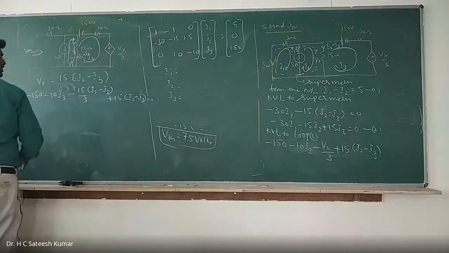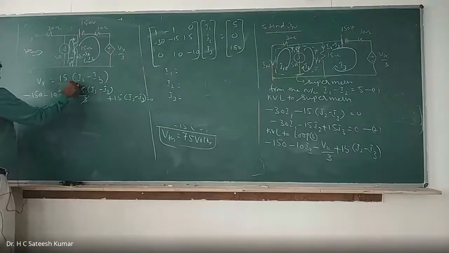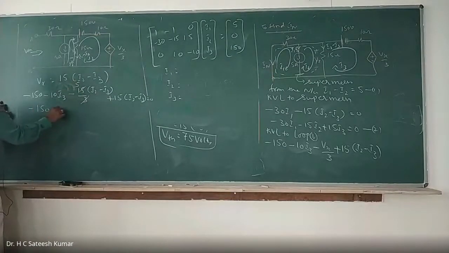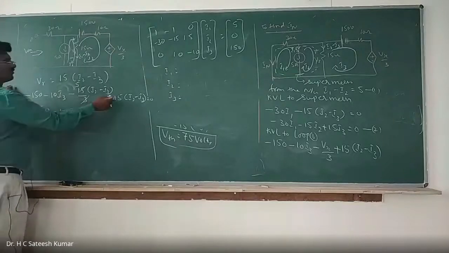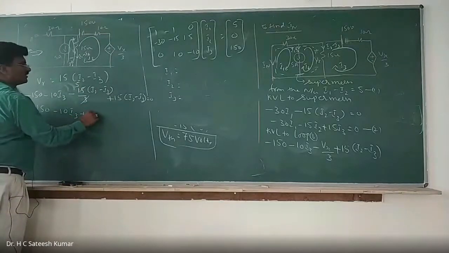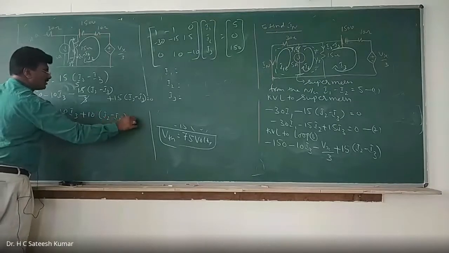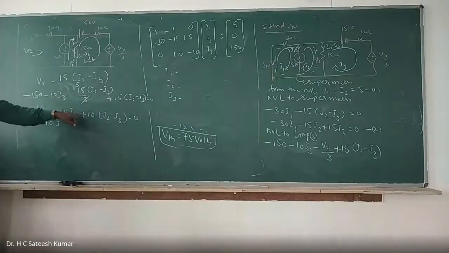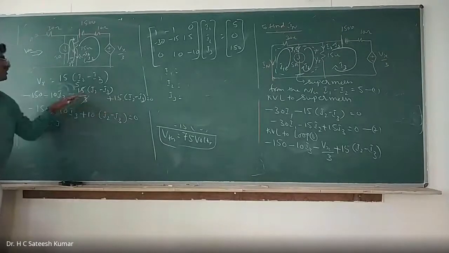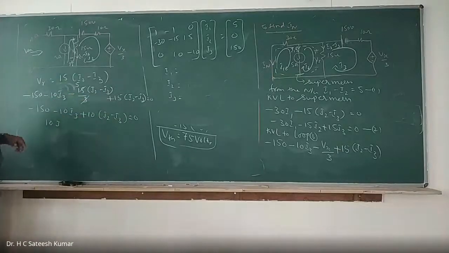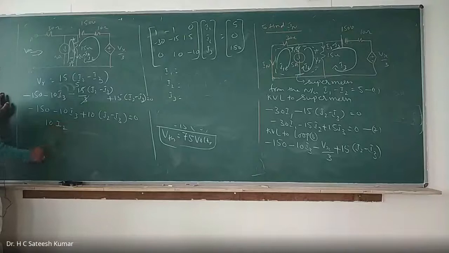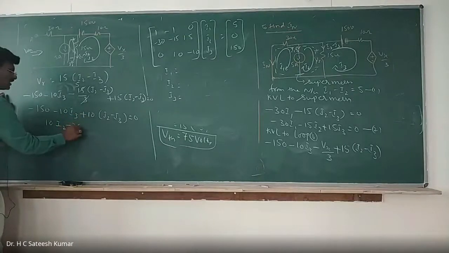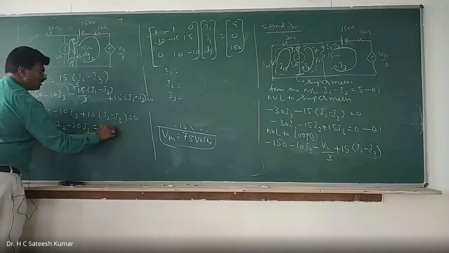Now what is that we can write? This is nothing but what? Minus 5. So minus 150 minus 10 I3. 15 minus 5, that is plus 10 into I2 minus I3 is equal to 0. So 15 I2 minus I3 minus 5 I2 minus I3 plus 10 I2 minus I3. Correct, right? So 10 I2 minus 10, minus 20 I3 is equal to 150. Call this as equation number 3.